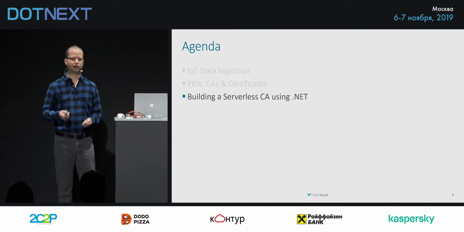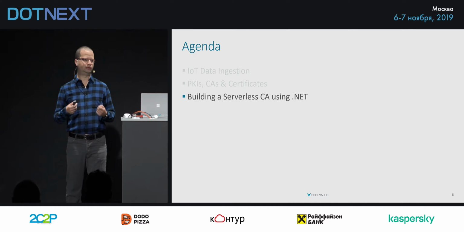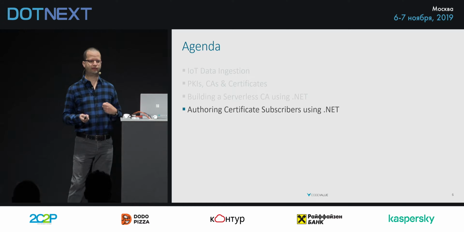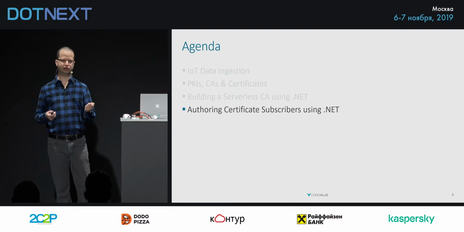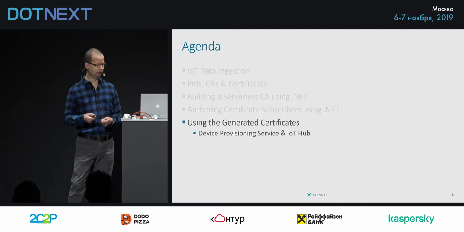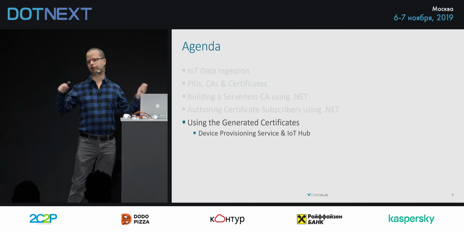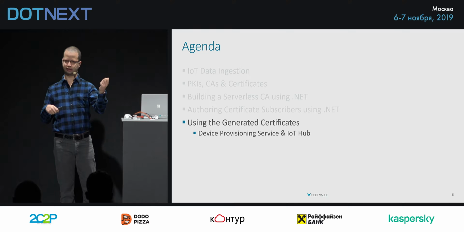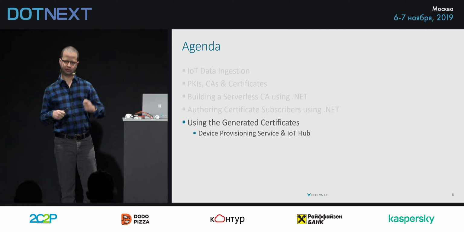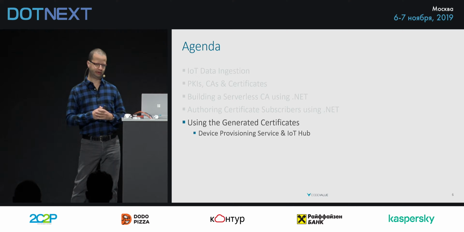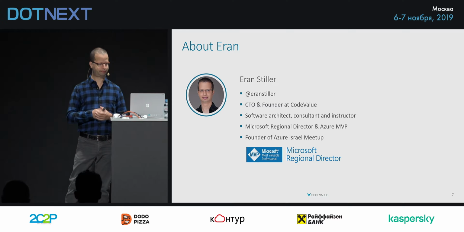Then we're going to get to the bulk of the session. We're going to build a serverless certificate authority in .NET. Once we have that built, we're going to use it to issue certificates to simulated devices and store them securely with .NET. And at the end, I'm going to show you the system running end-to-end where a simulated device connects to the cloud, authenticates itself, and sends data securely to the cloud using the generated certificate. So that's what we're going to do.